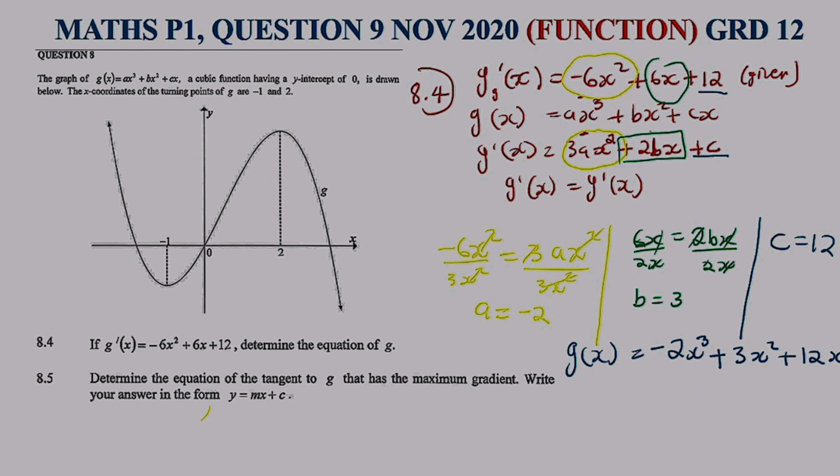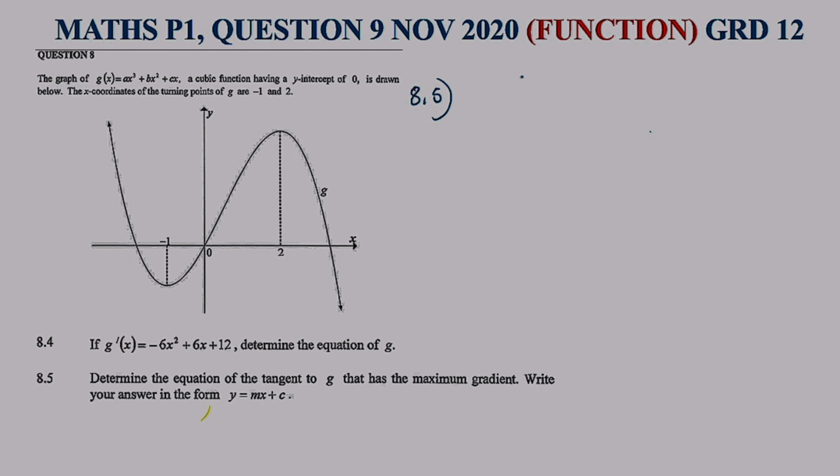All right, so now let's move on. Let's move to question 8.5. All right, 8.5 said determine the equation of a tangent to G that has maximum gradient. Write your answer in terms of y = mx + c.